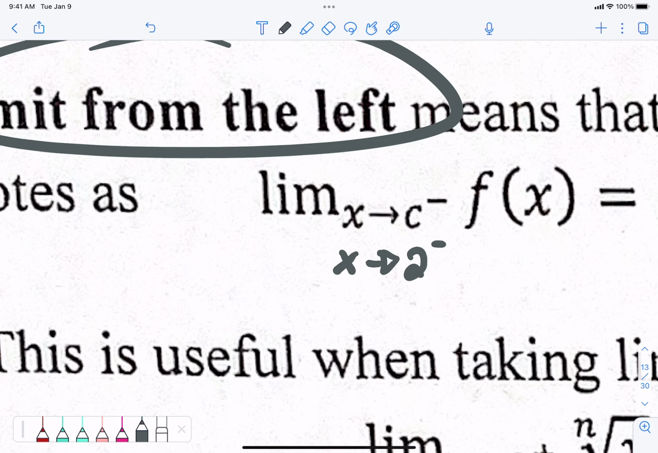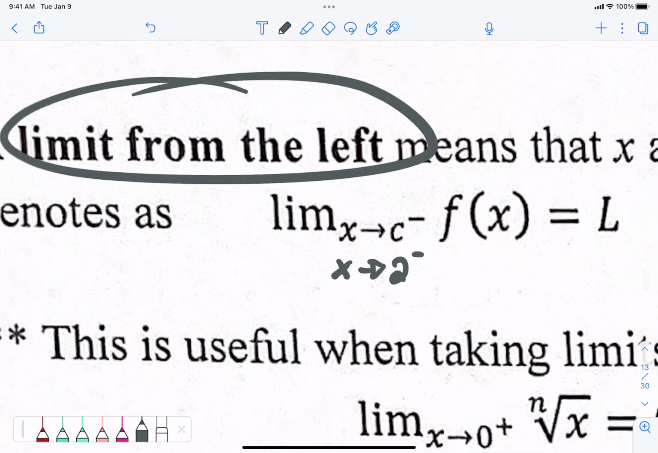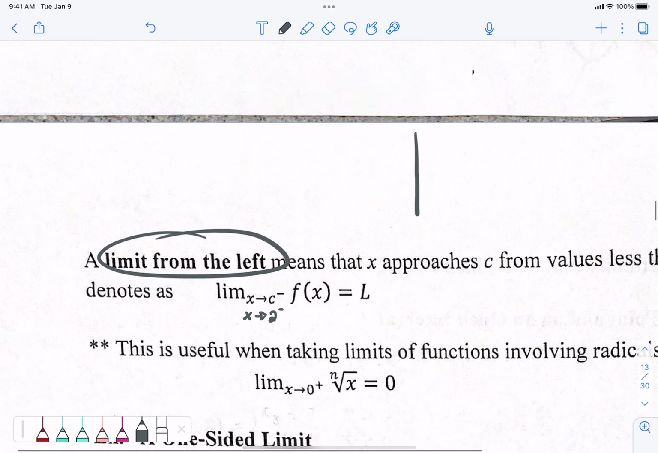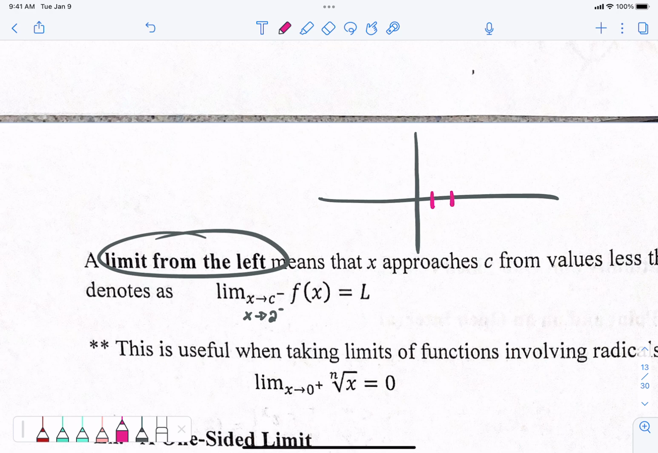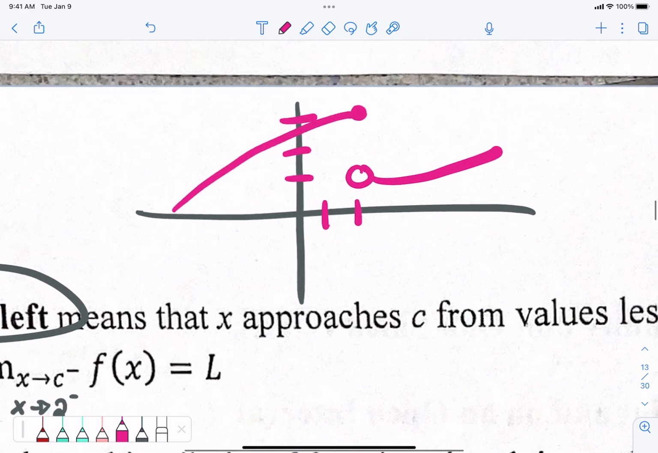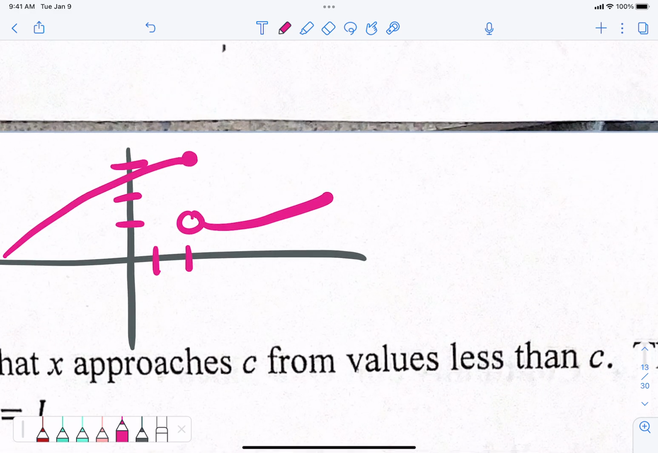I'll show you the picture. From the right and from the left. So let me give you an example. I'll use the value of 2 also. So let's say 2 is here, and let's say we'll go 1, 2, 3 here. I'm going to say a closed circle and we're going to go like this. And we're going to say an open circle and we're going to go like this, right? There's my function. I have no idea what that function is, but I just did a graph of it. Let's find the limit as x goes to 2 plus and the limit as x goes to 2 minus.